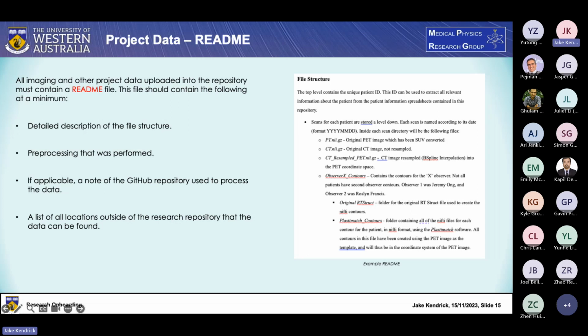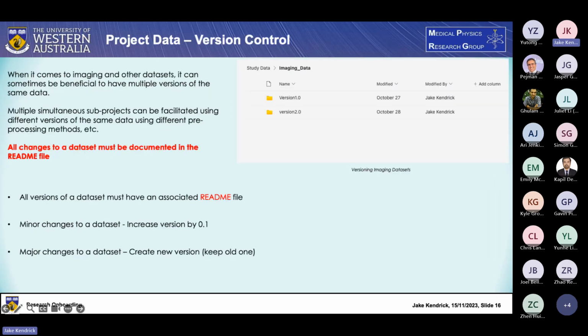Another thing that it should include is a list of all the locations outside of the research repository that you can actually find the data relating to this data set. Okay, so the reason that this is important, right, is that we may have multiple different hard drives where the raw data is actually located. And it's good to just have a list of locations where we can actually find that raw data in case there's any problems with this repository in the future. Okay, so just list all of the locations we can find the data outside of the repository.